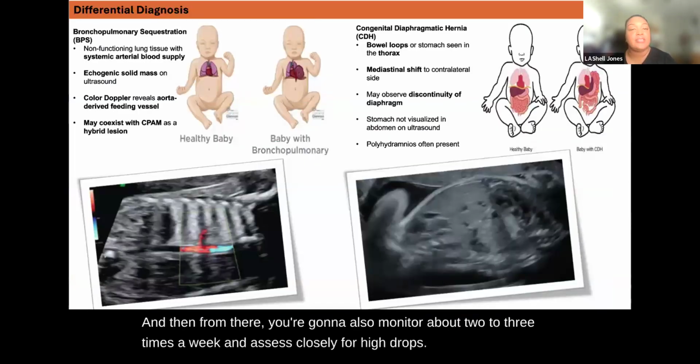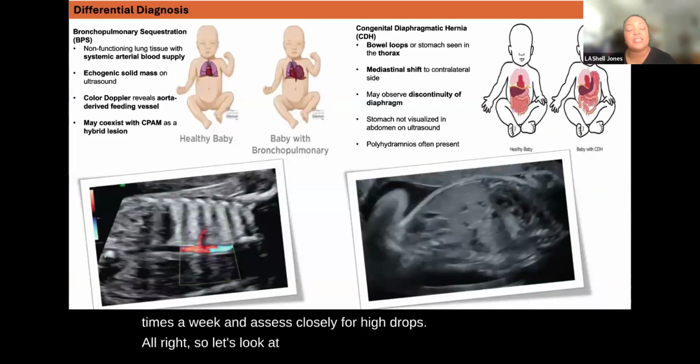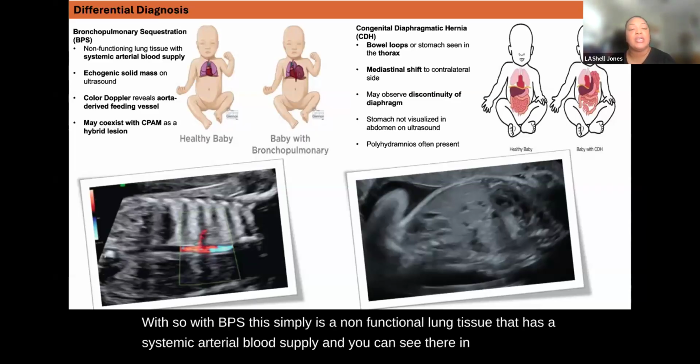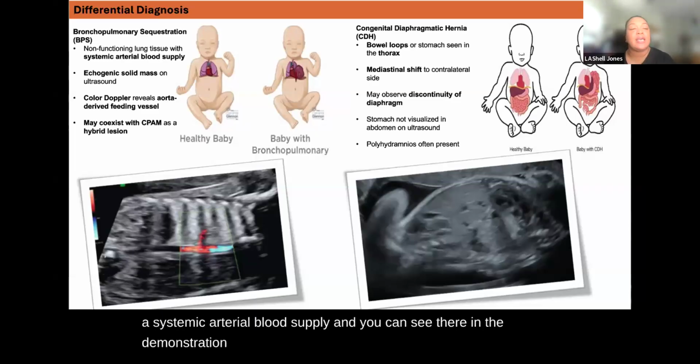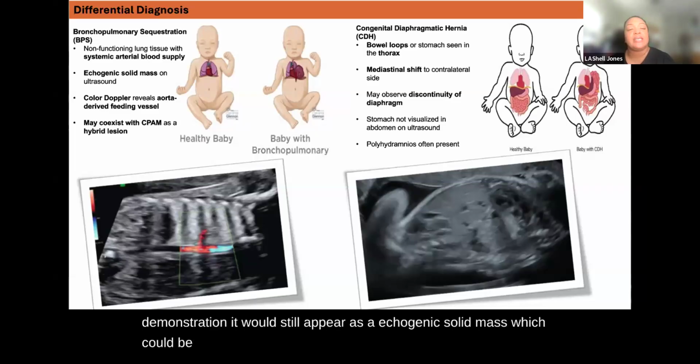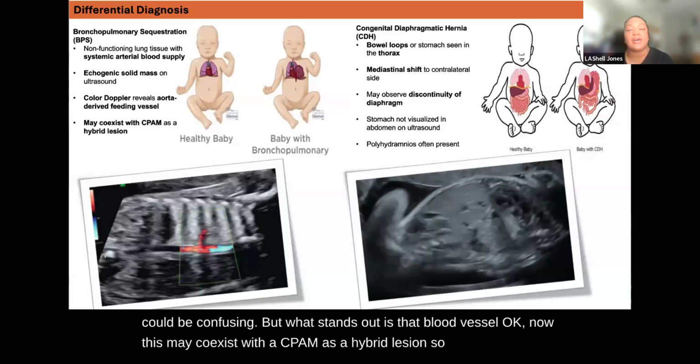All right, so let's look at some differential diagnosis. As I spoke earlier, with BPS, this simply is a non-functioning lung tissue that has a systemic arterial blood supply. And you can see there in the demonstration, it would still appear as an echogenic solid mass, which could be confusing. But what stands out is that blood vessel, okay? Now, this may coexist with a CPAM as a hybrid lesion, so I wanted to point that out.